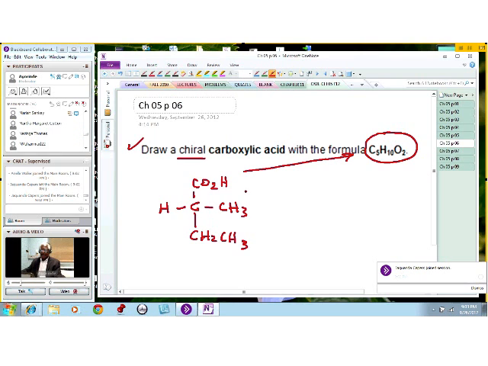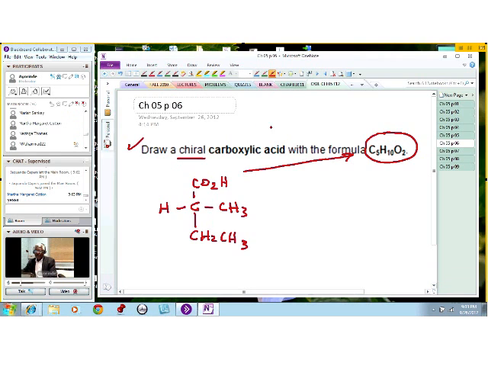Okay, based on this molecule that I've given here, you remember I told you, anytime you have a molecule that only has one chirality carbon, that molecule will be chiral. Okay, keep that in mind.